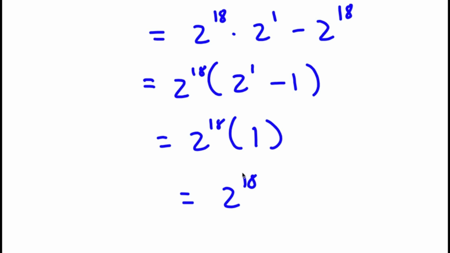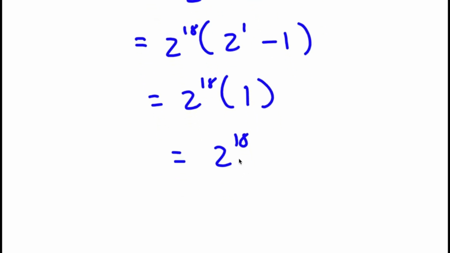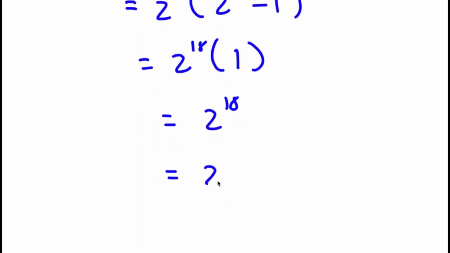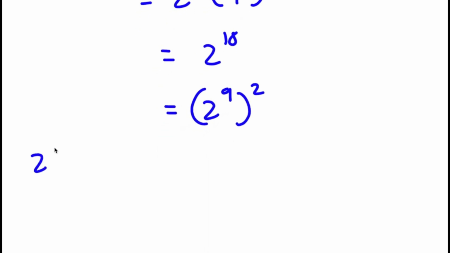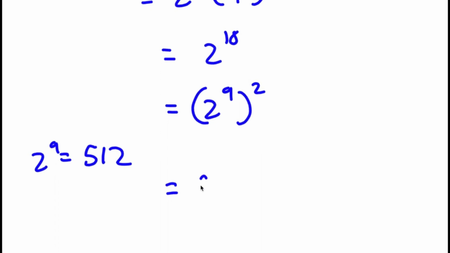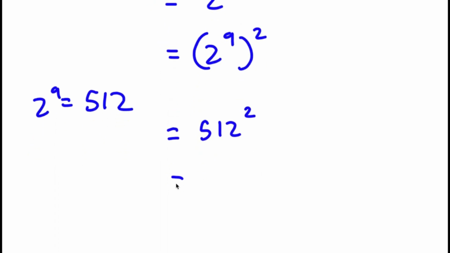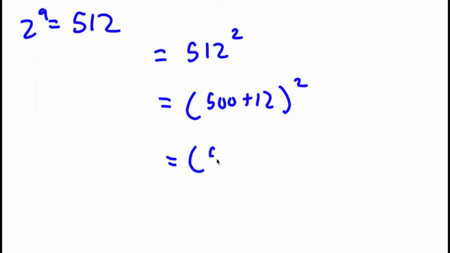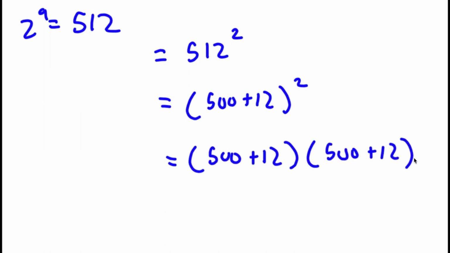So now what I'm going to do is I'm actually going to simplify this to get the exact value of 2 to the power of 18. So 2 to the power of 18, this is the same thing as 2 to the power of 9 to the power of 2. And 2 to the power of 9, as most of you probably know, is 512. So this is the same thing as 512 to the power of 2. Now 512 to the power of 2 I can write as 500 plus 12 to the power of 2. And this is the same thing as 500 plus 12 times 500 plus 12.